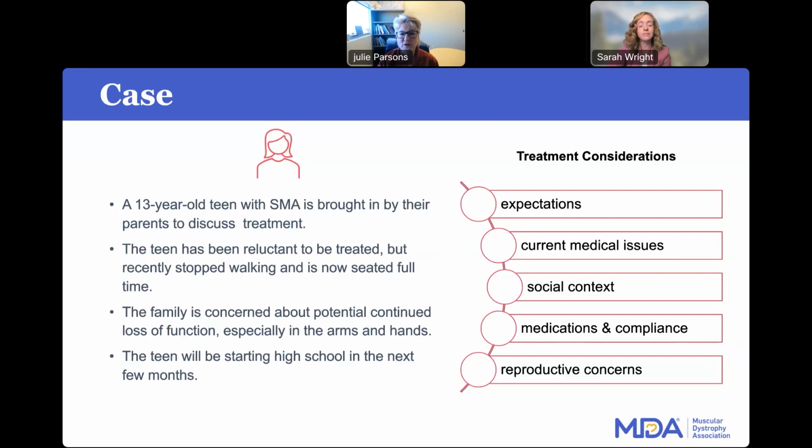How compliant would this 13-year-old be? Sometimes 13-year-olds are more compliant than 15 and 16-year-olds are in terms of treatment. So if there were a daily medication, would the patient actually take it? And if this patient is female, we would wonder about the possibility of teratogenicity of any of the treatments that we give. If this is a male patient, we would wonder about fertility and spermatogenesis. All of these come into our thought process when we talk to patients and families about the treatments that we have available.